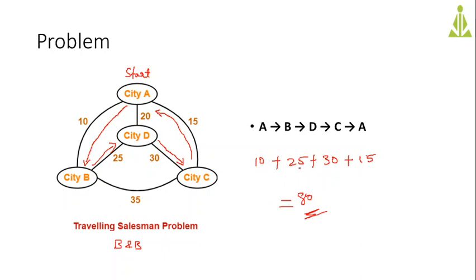So 10 plus 25 is 35. 35 plus 30 is 65. 65 plus 15 is 80. The total is 80 for this graph.